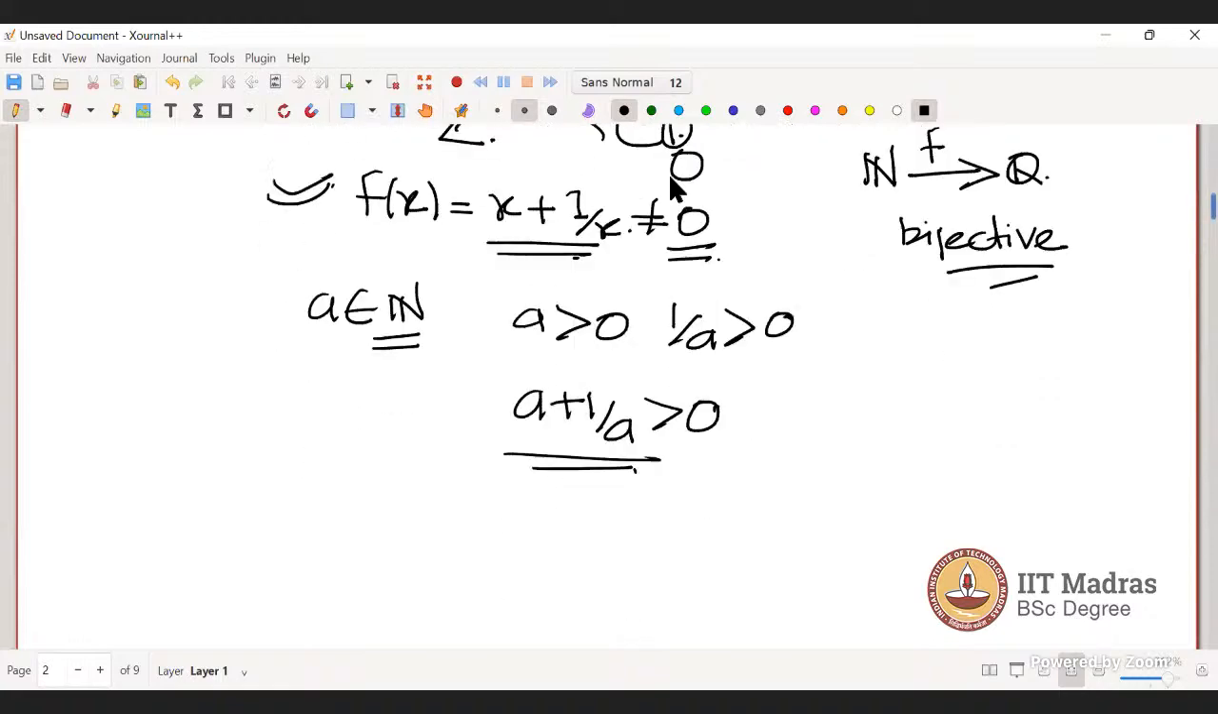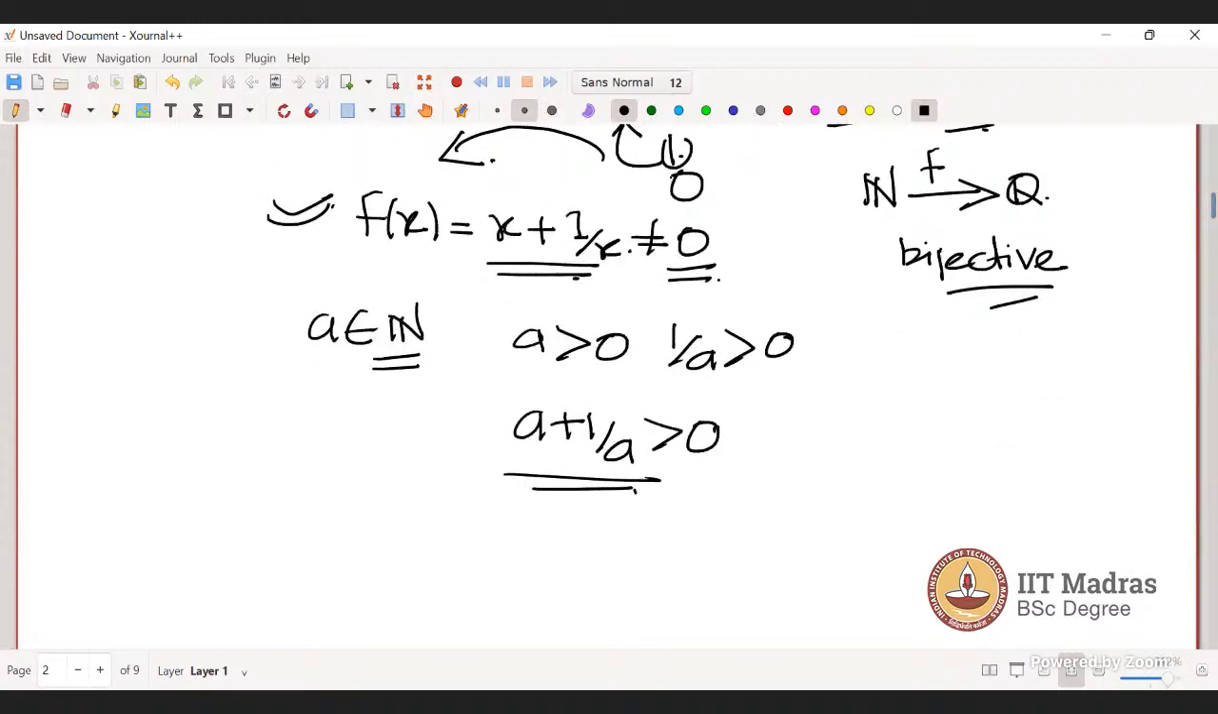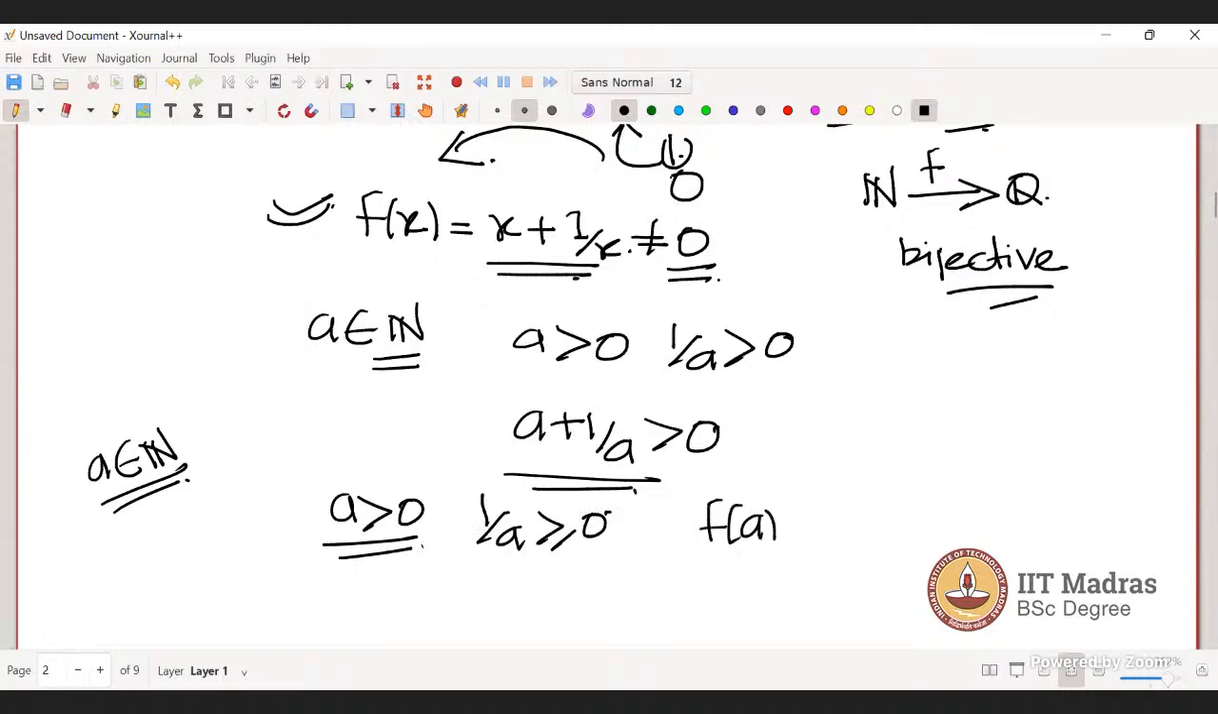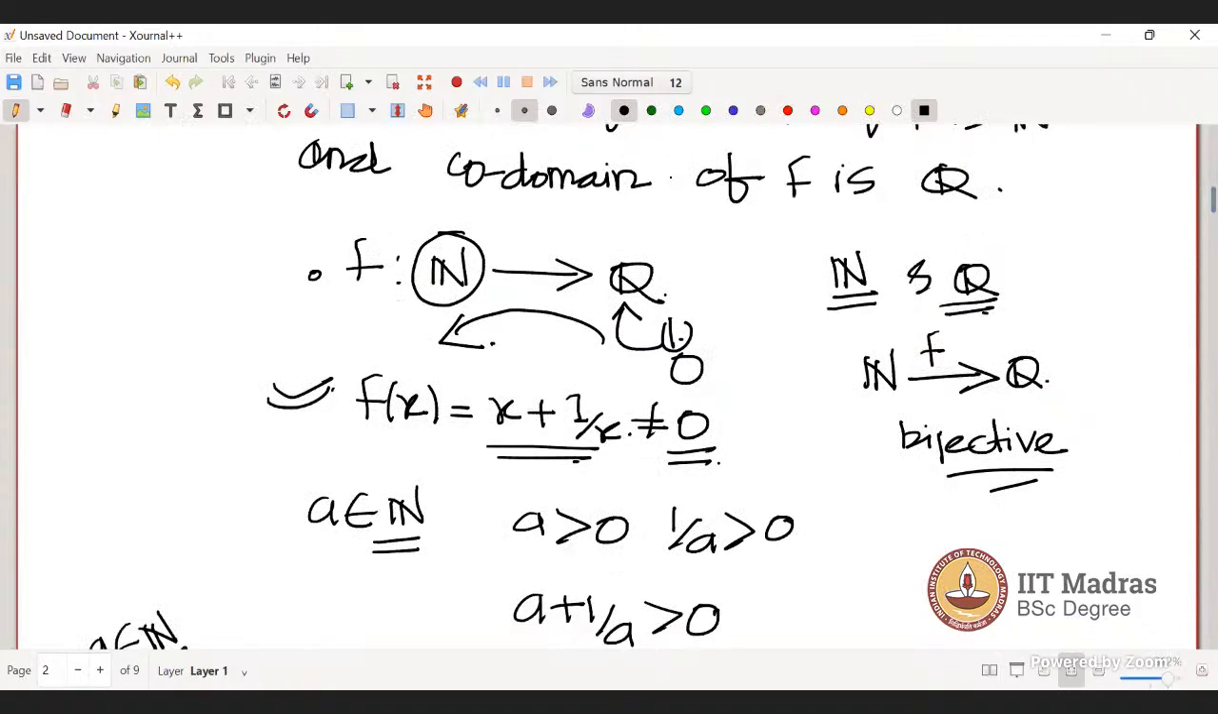See, basically what I showed. If you pick a number from your domain, which is the set of natural numbers, a is always greater than 0, right? Yes. 1 by a is also greater than 0. So that means f of a, which is a plus 1 by a, is always greater than 0. Yes.